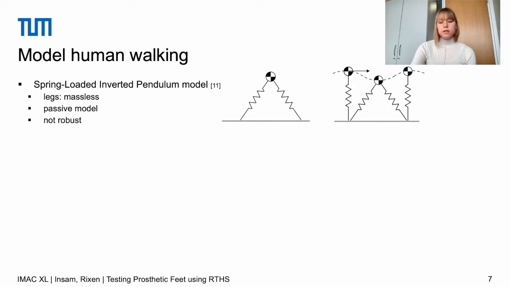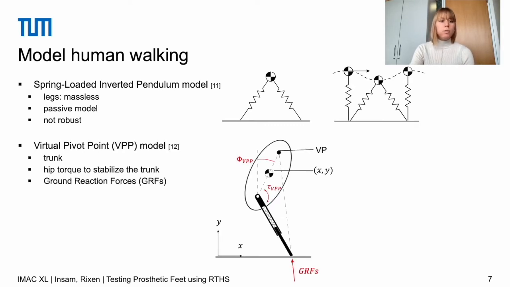So we selected the next more complex model for our study, which is the so-called virtual pivot point model. Compared to the SLIP model, you see that we have an added trunk, and this model implements the so-called virtual pendulum principle. The virtual pivot point is a point observed in humans and also some animals, like for example chicken. And in this point, the ground reaction forces intersect. The ground reaction forces are the forces that the ground exerts on the human body. And the virtual pivot point is at the point above the center of mass.